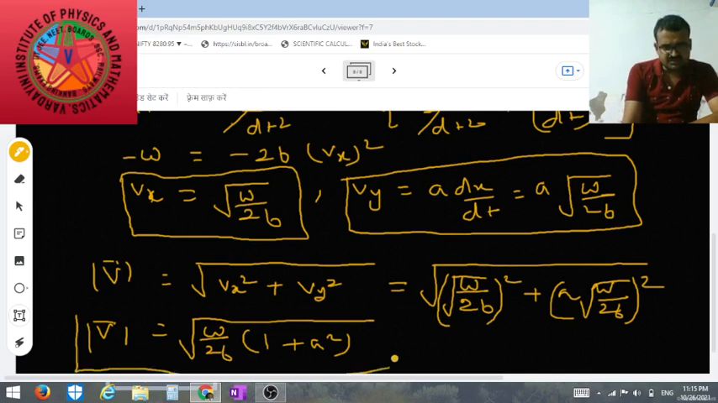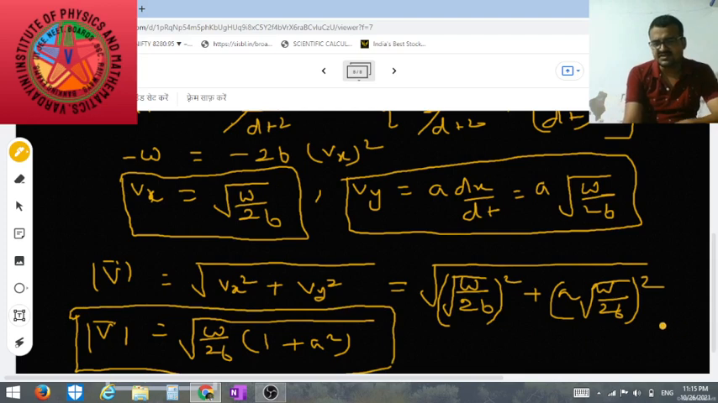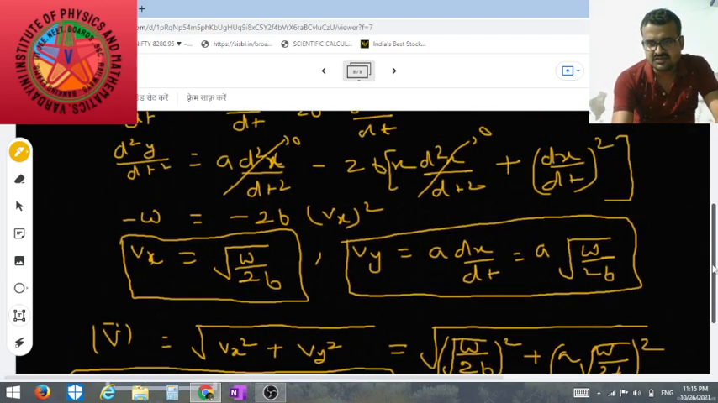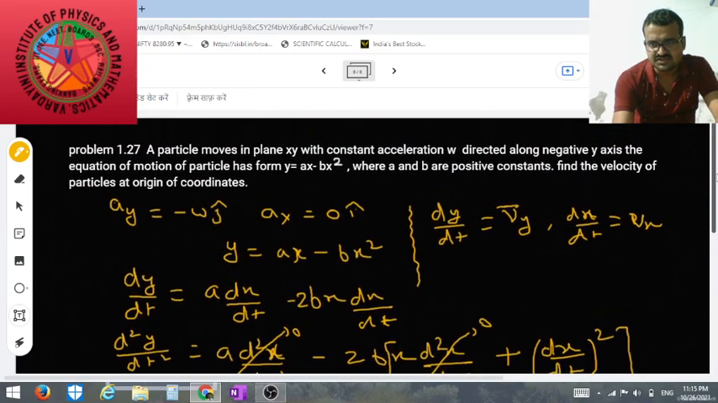So from this question we can understand very easily that whenever you get such complex problems, you have to just determine the velocity components and then sum up, and you will be able to solve such complex questions.